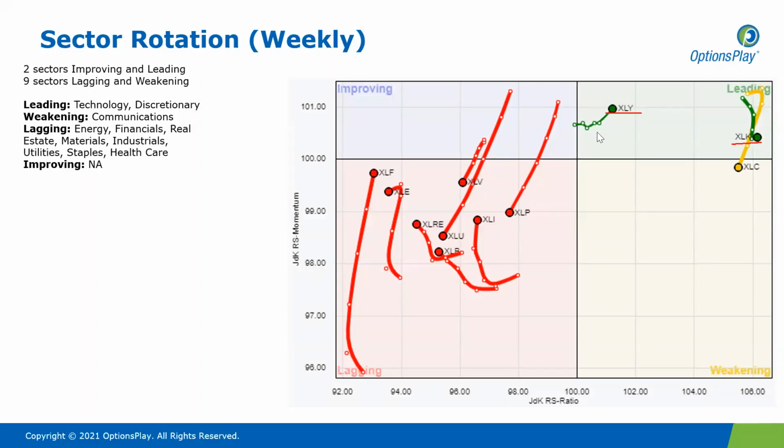We're seeing discretionary actually gaining some momentum, and technology was losing momentum, but over the last week has managed to stall that loss. Communications, on the other hand, had a strong rotation and is losing momentum into the weakening category now, but I wouldn't view this as a bearish sector by any means. Now onto the lagging category. We have financials showing a lot of momentum here and most likely going to be rotating into the improving category.